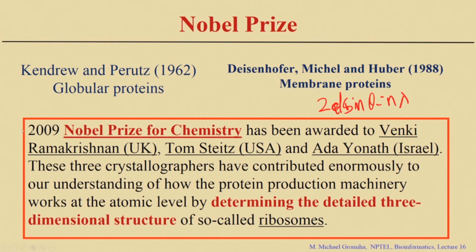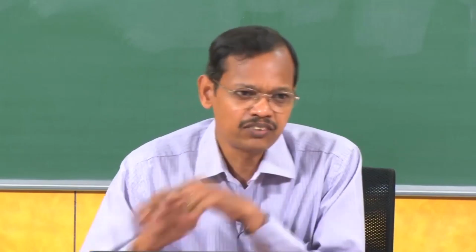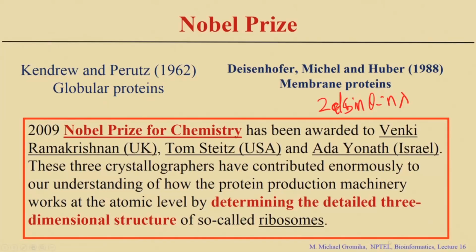Then in 2009, Venki Ramakrishnan, Tom Steitz and Ada Yonath, three crystallographers, enormously contributed to understanding the protein production machinery at the atomic level using the 3D structures of ribosomes, and they got the Nobel Prize in 2009. There are also Nobel Prize winners for the GPCRs and other work on protein crystallography.